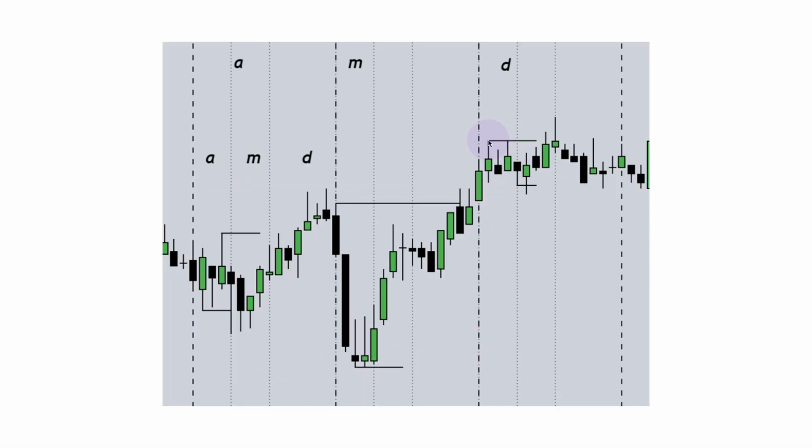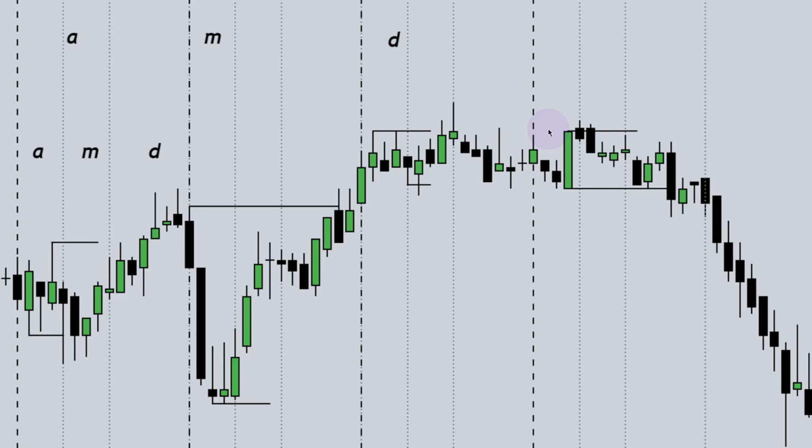Okay, here price takes out the low and pushes to the high, accumulation, manipulation, distribution. Okay, then we have here price takes out the high, and then draw on liquidity is low, price pushes to the low, accumulation, manipulation, distribution.